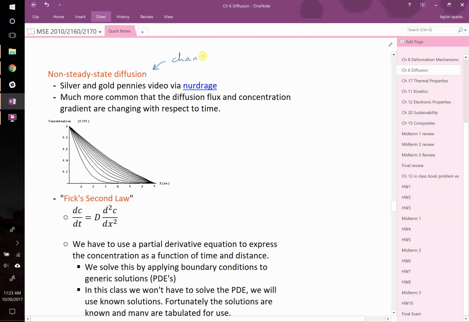Changing with time. So it might start out diffusing fast, but then it will maybe slow down, or maybe it'll slow down and then speed up for some reason, right? So non-steady state diffusion can help explain that. There's some really cool examples of that. I'll have the TAs explain this video for you.